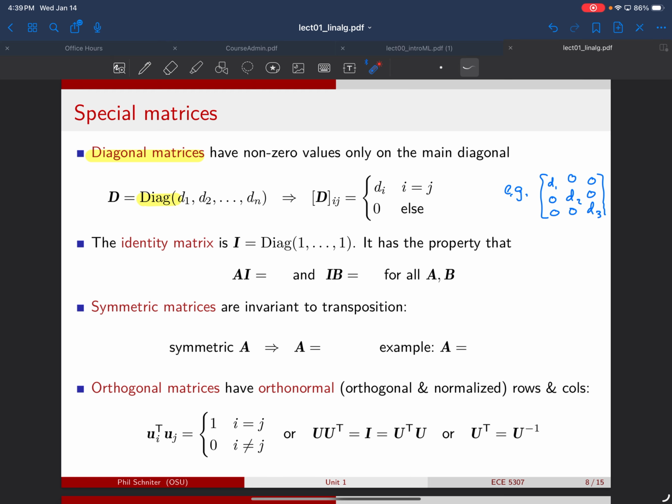Now, a very special diagonal matrix is the one where you have 1s on the diagonal, and that's called the identity matrix. And the special property of the identity matrix is that if you do matrix multiplication with I, whether I is on the right or on the left of the multiplication expression, it basically has no effect. So A times I is A, and I times B is B for all matrices A and B.